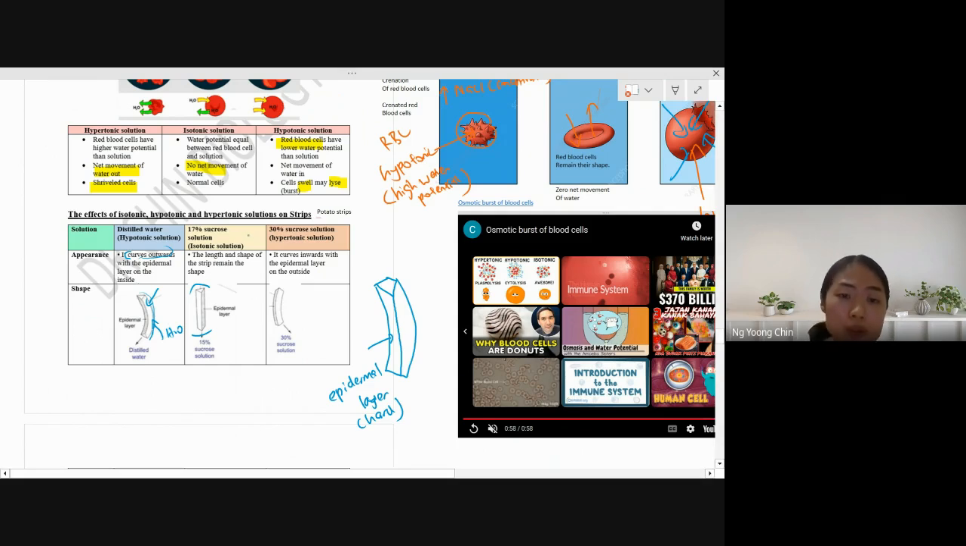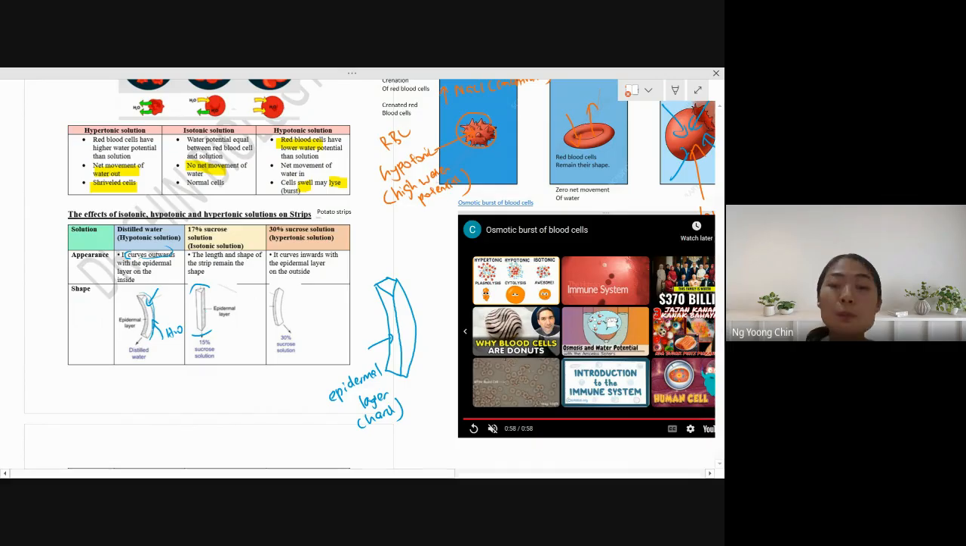When you place the potato strips into an isotonic solution, maybe like a 70 sucrose solution, both the epidermal layer and the flesh part, the whole length, will remain in the same shape and also the same length.